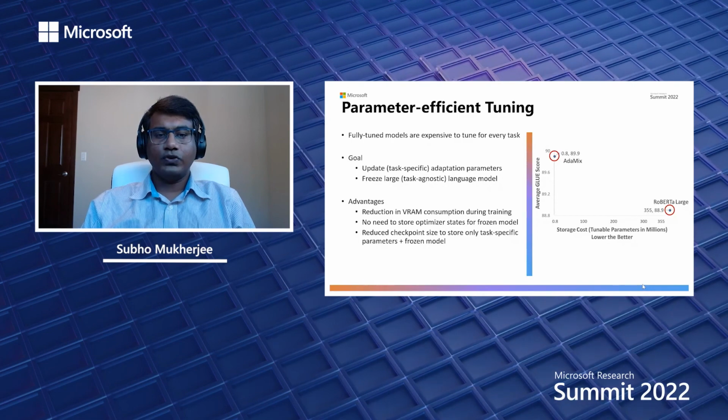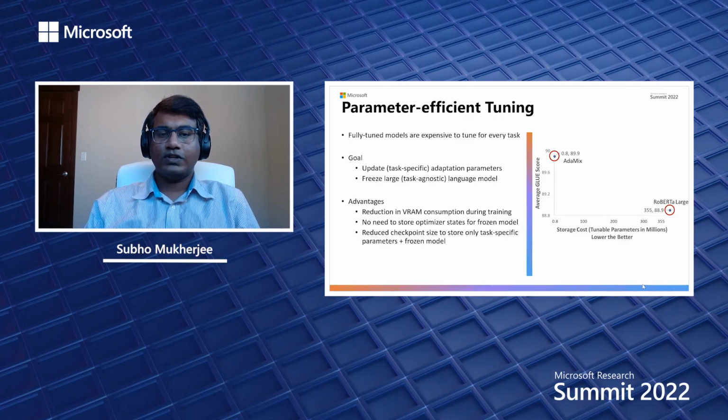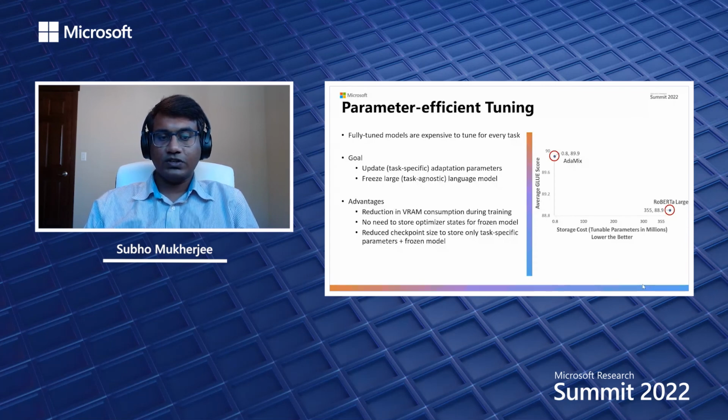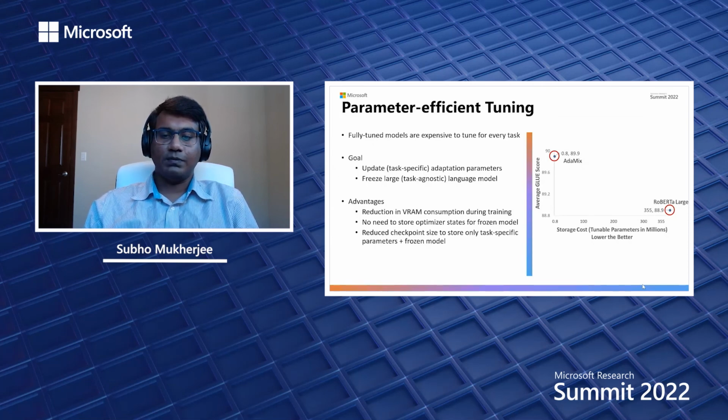Here, the goal is to freeze the task-agnostic language model and inject a small amount of task-specific adaptation parameters that are only fine-tuned during training. The advantage is that there is a massive reduction in the VRAM consumption during training. We do not need to store the optimizer states for the frozen model, and we just need to keep one copy of the shared frozen task-agnostic language model plus some additional task-specific adaptation parameters.